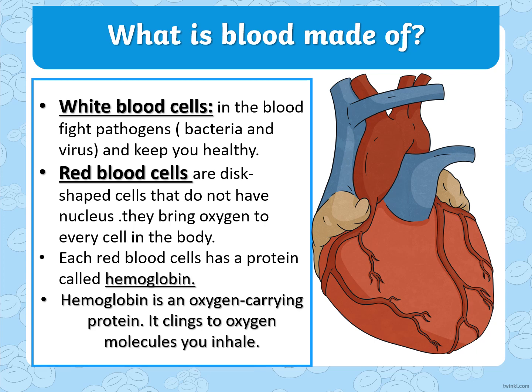The red blood cells are disc-shaped cells that don't have a nucleus. They bring the oxygen to every cell in the body. Each red blood cell has a protein called hemoglobin. Hemoglobin is an oxygen-carrying protein. It clings to the oxygen molecules when you inhale.